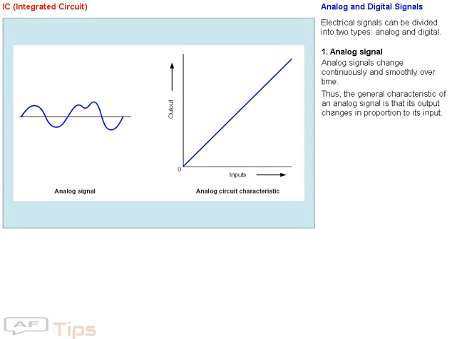Analog and digital signals. Electrical signals can be divided into two types, analog and digital. 1. Analog signal. Analog signals change continuously and smoothly over time. Thus, the general characteristic of an analog signal is that its output changes in proportion to its input.